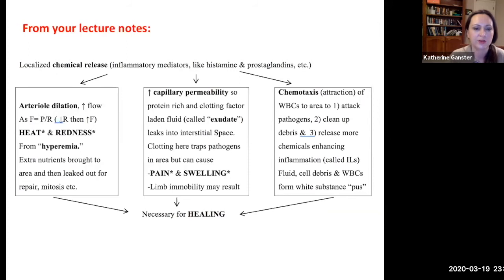And again, that's going to bring extra nutrients to the area. Now over here, I mentioned that capillary becomes more permeable. It's the middle box here. And that really has to do with histamine. Histamine is going to act on the epithelial cells that are making up the endothelium, or the tunica intima, of the capillary. And when histamine acts on those cells, the cells actually start to lose water.